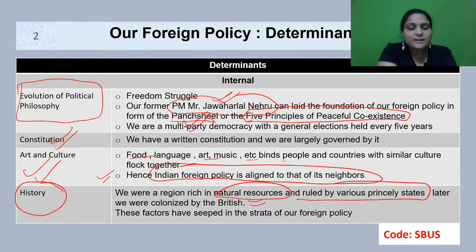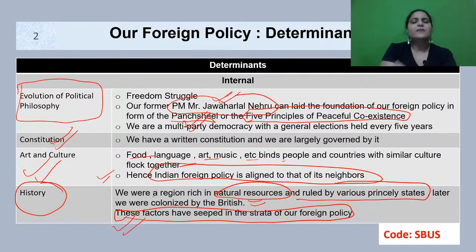And these factors have actually seeped deep into the strata of foreign policy. Whether we admit it or not, your history will always influence your present directions and your present decisions, because we know certain things from history, that this nation is going to behave in this particular way.